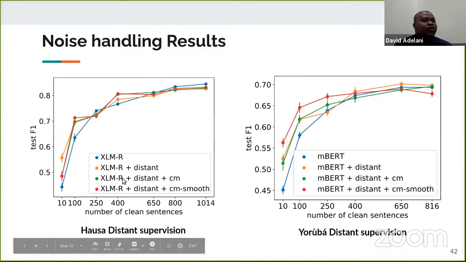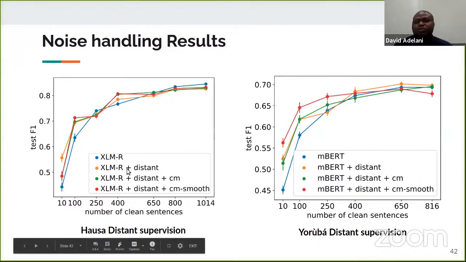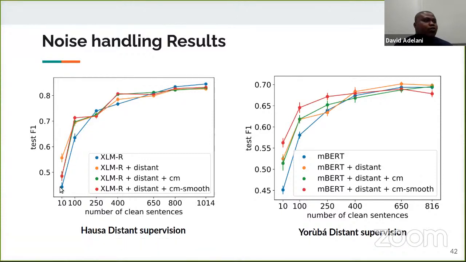For Hausa, what we find out is that for a very small number of sentences, like 10, using distant supervision actually helps, because you can go from around 25% to close to 60%. But the more examples you have, things are not very clear again. Distant supervision always at least helps when you have, I would say, 200 examples, but after that it doesn't help anymore. And it's not very clear whether the confusion matrix helps or not, even with the smoothing technique.